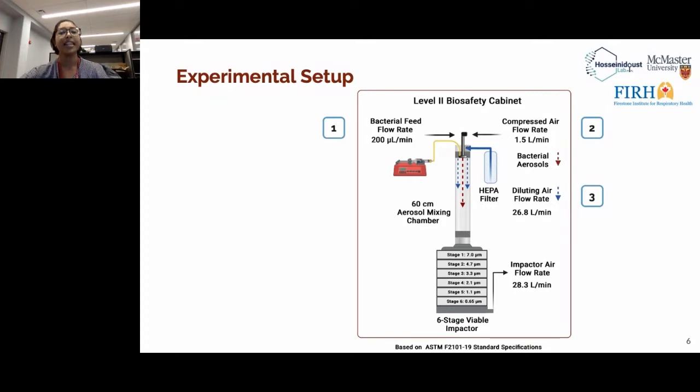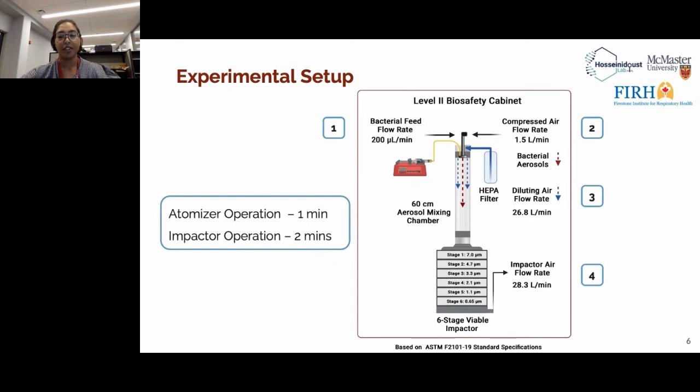At the base, the aerosol mixing chamber connects to the inlet of the impactor. A downstream vacuum pump is then used to draw aerosol-containing air from within the chamber down into the 6-stage cascade impactor at an airflow rate of 28.3 liters per minute. During a single experimental run, the atomizer is operated for 1 minute while the impactor is operated for 2 minutes.